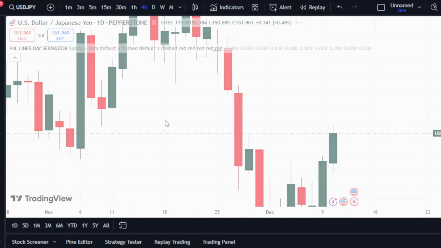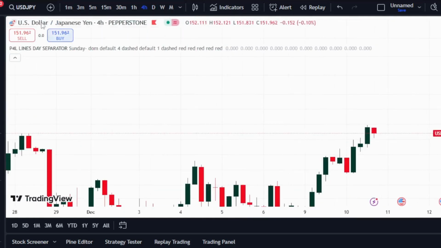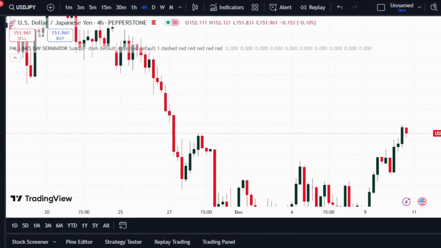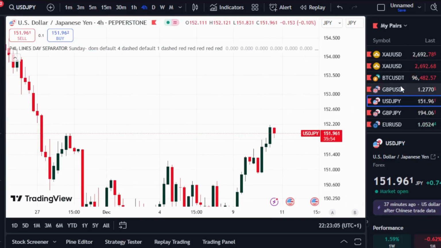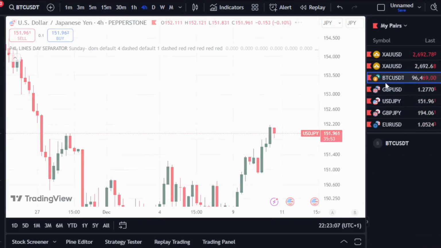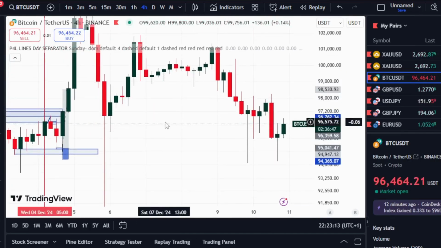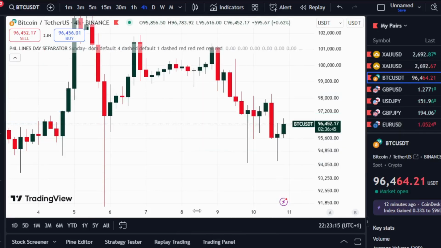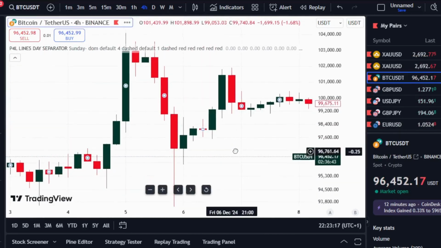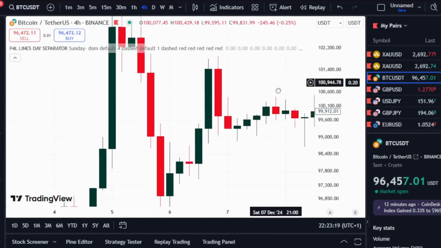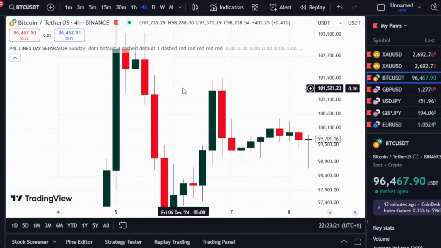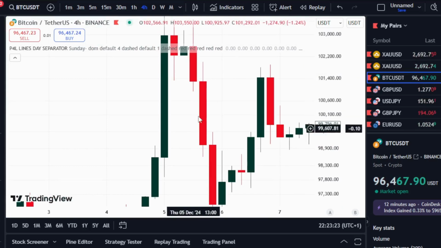Let's go to, okay, I think this is USD. Let's go to another currency. Okay, let's go to BTC, for instance, Bitcoin. Let's go to Bitcoin, okay, and try to observe the same thing. So, don't forget I said it has to be a space between two candles of the same color. That is very, very important. The same color. Now we have something here.